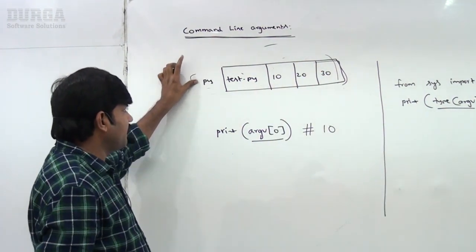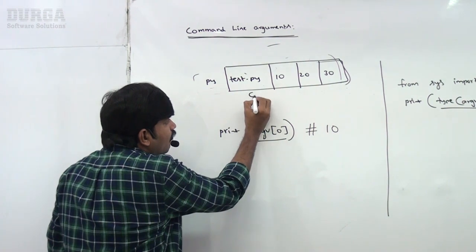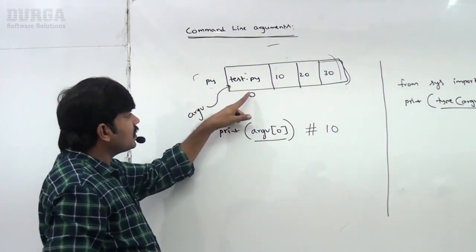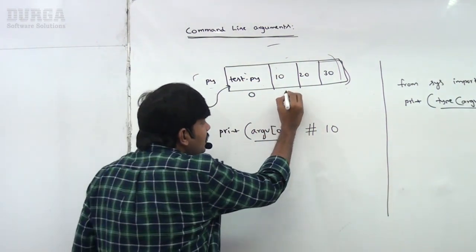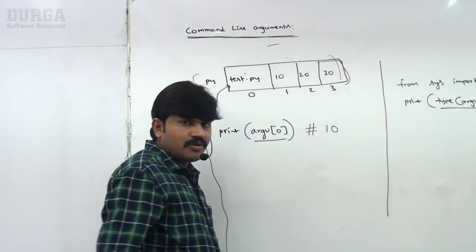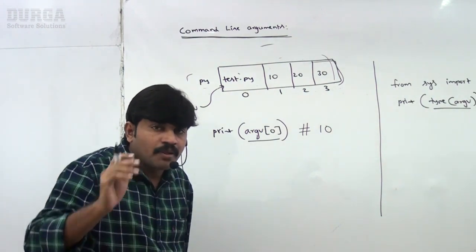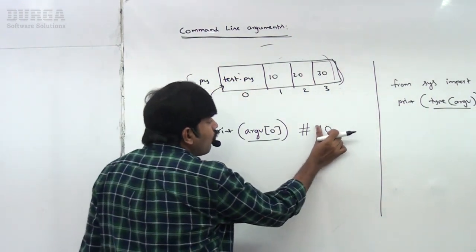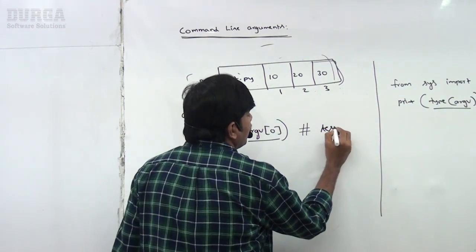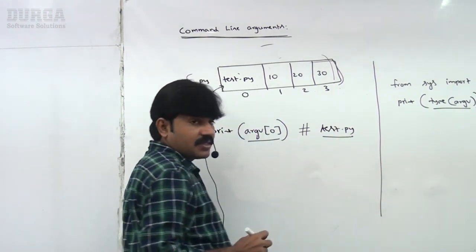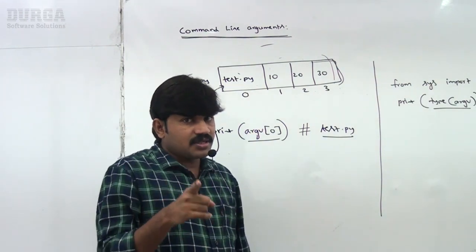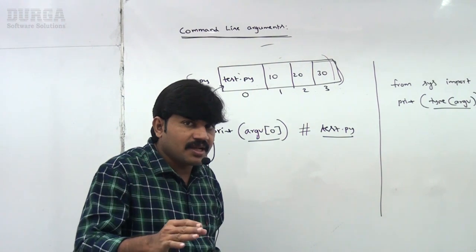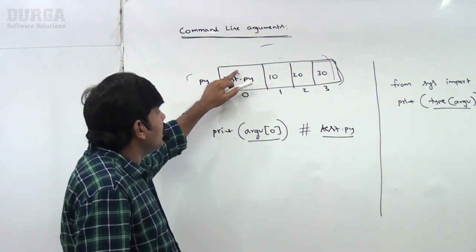Forget about this command py. Now this is the first element present inside argv. Next, this is the second element, the third element, and so on. So in argv, the first element is the name of the Python file. That's why the output you are going to get is test.py. So the first command line argument is not the argument we are passing; it is the name of the file.